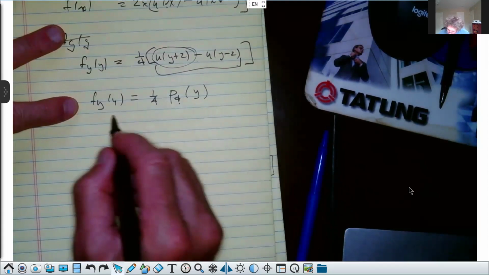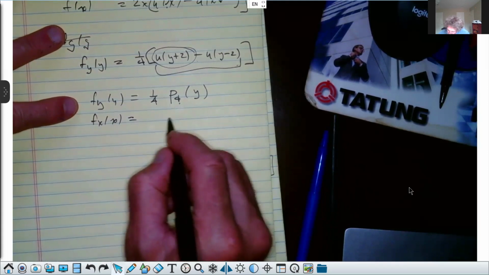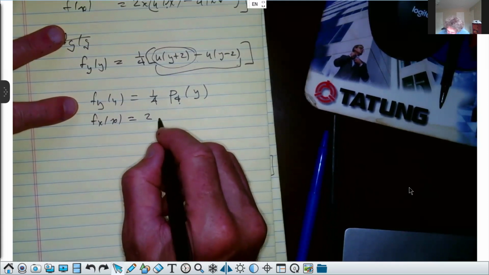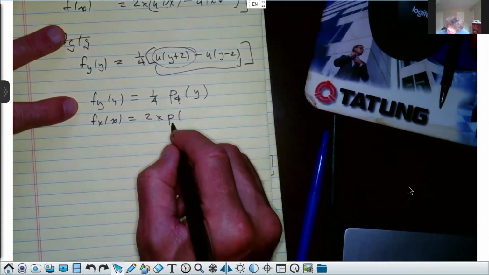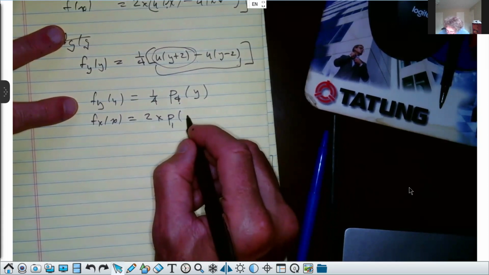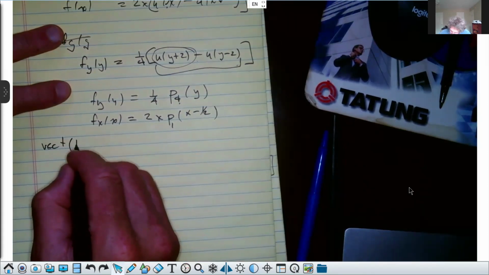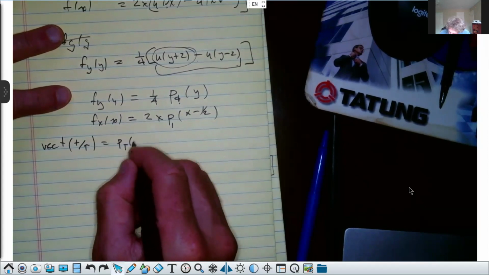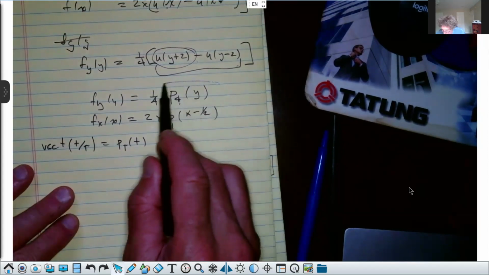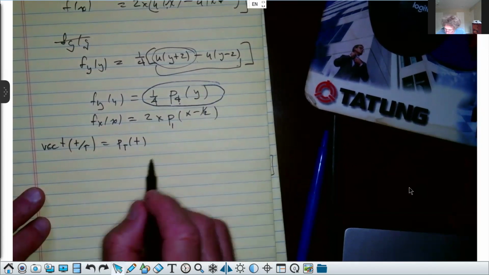And f of x here I could write as a pulse function. I'm not going to spend too much time on this next, but I'm just mentioning this. This is 2x, and this would be a pulse function of width 1, but it's centered at 1/2, so it's going to be x minus 1/2. Rect of t over tau is the same thing as a pulse function of tau of t.